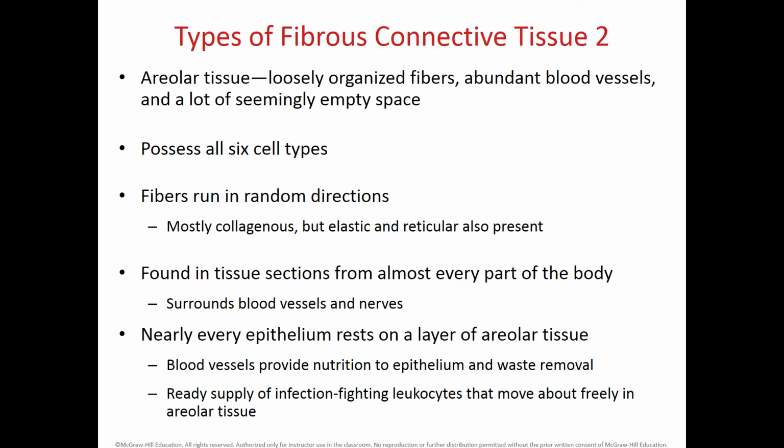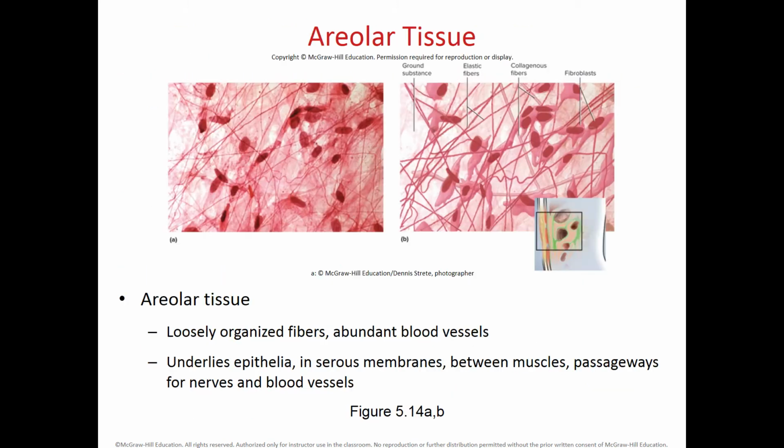Now, where is it found? It's found almost everywhere in the body and surrounds the blood vessels and the nerves. And nearly every epithelium rests on a layer of areolar connective tissue, and within this areolar connective tissue, the blood vessels will provide the nutrients by diffusion to the epithelial cells, and also help to remove the waste that is produced by these epithelial cells. And this tissue also has many leukocytes that help to fight infections.